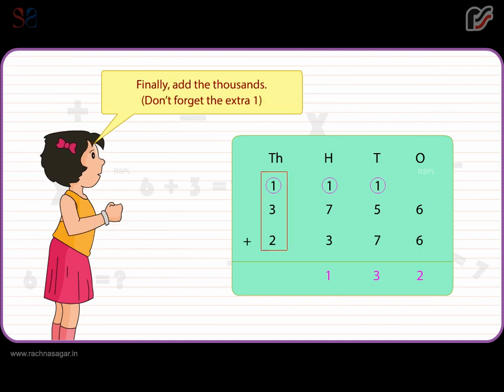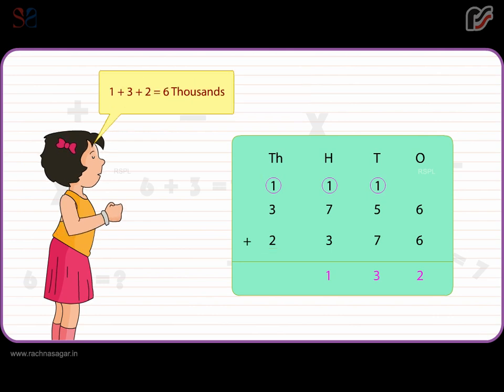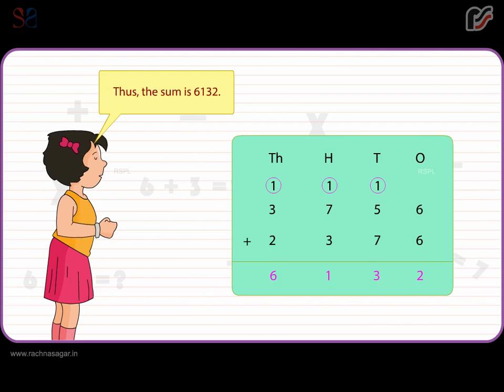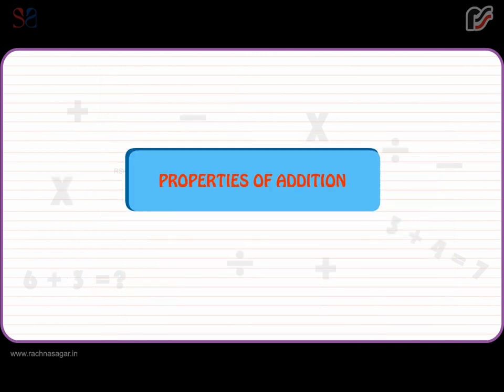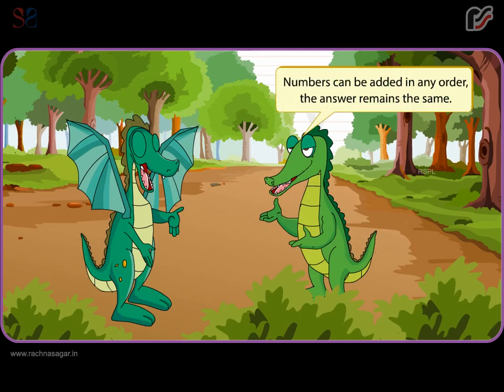Finally, add the thousands. Don't forget the extra 1. 1 plus 3 plus 2 is equal to 6 thousands. Thus, the sum is 6,132.